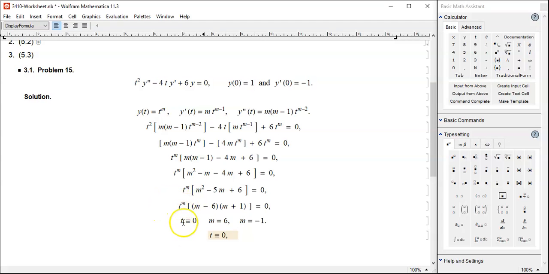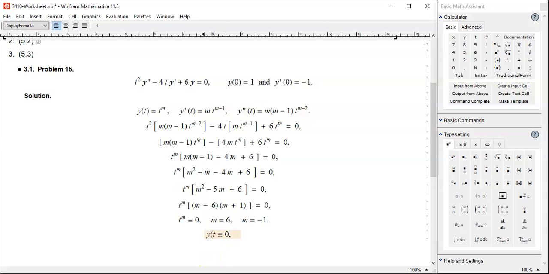Excuse me, what am I talking about? t to the mth power is constantly 0. It's equivalent to t is constantly 0, but in this case it means a little bit more than that. So t to the mth power, what's t to the mth power? That's y. So I want y(t) is constantly 0, or y(t) is t to the mth power, but that's 6, so that's t to the 6th power.